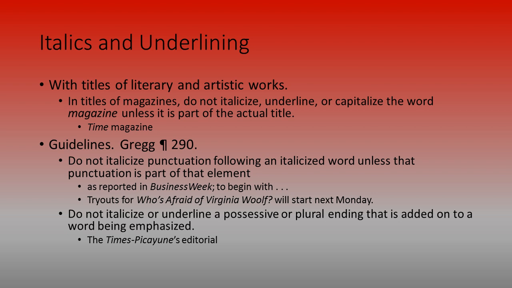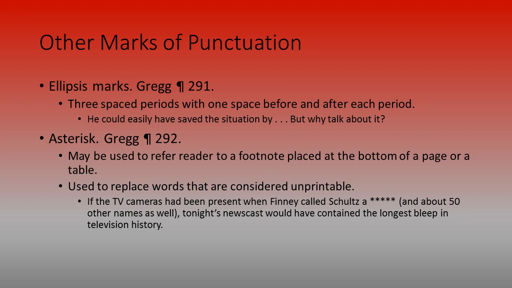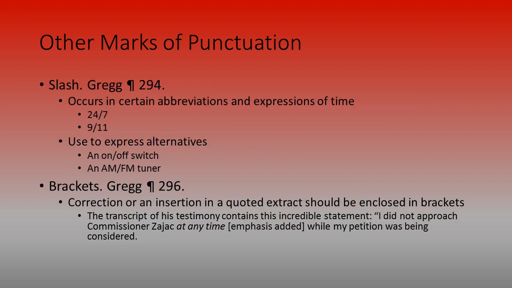Other marks of punctuation. Here are the ellipses marks, 3 spaced periods. The asterisk you can use to refer the reader to a footnote or a table, or use it to replace words that are considered unprintable, which isn't a lot these days, but there are some. The slash is used in certain abbreviations and expressions of time and to express alternatives. Brackets, again, a correction or insertion in a quoted extract should be in brackets.